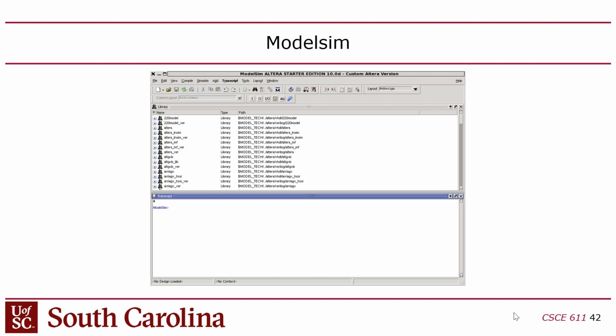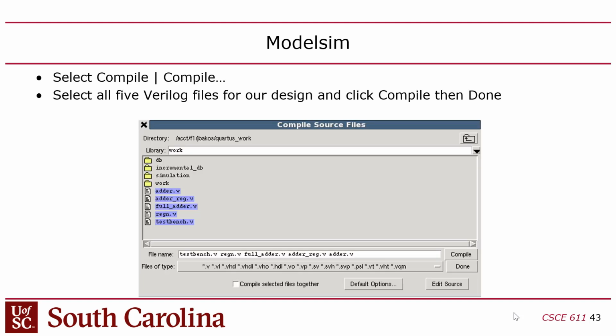If you didn't, it's no problem. You can just use the cd command down here to go to that directory, in which case the work library will show up. Okay, and then, so this is the compile dialog. So this is compiling through the GUI.